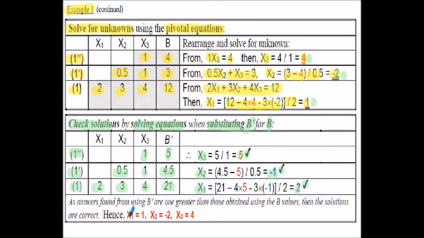So now we found the value of x1 is 1, x2 is -2, and x3 is equal to 4. So we've solved the 3 equations using the Gaussian elimination process.